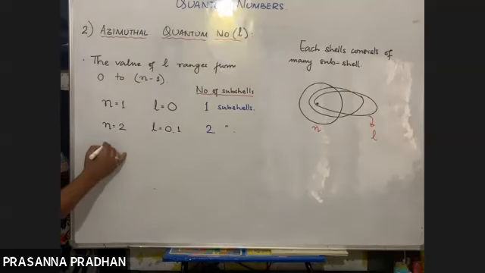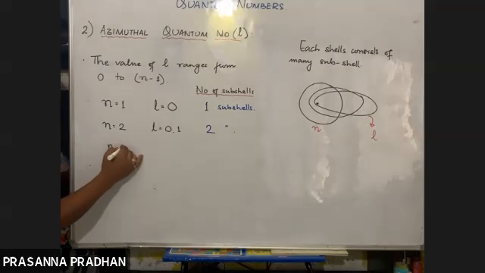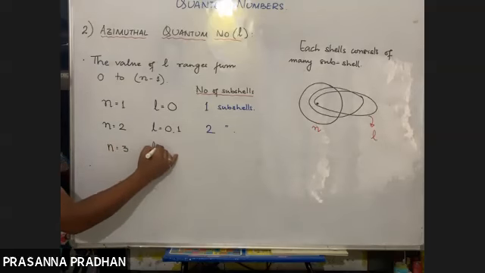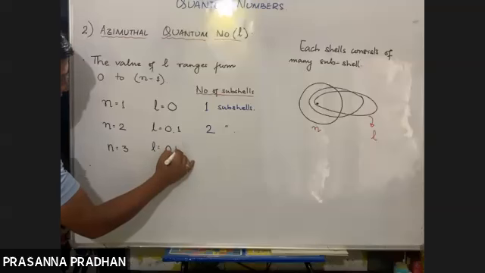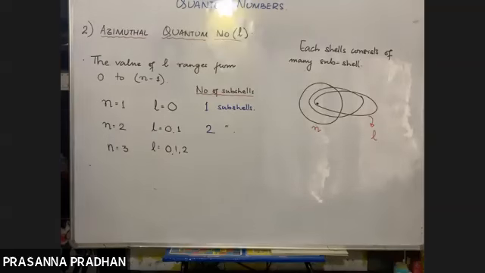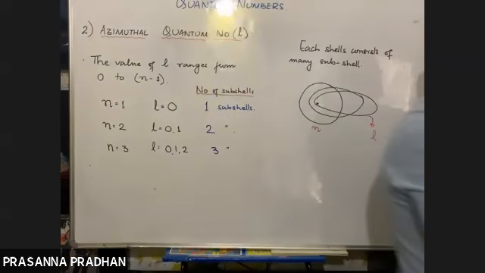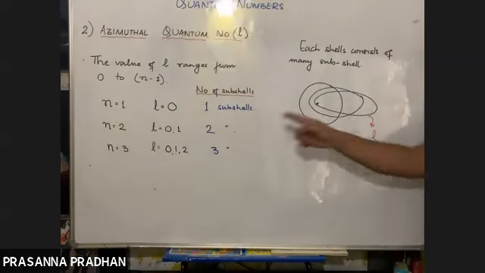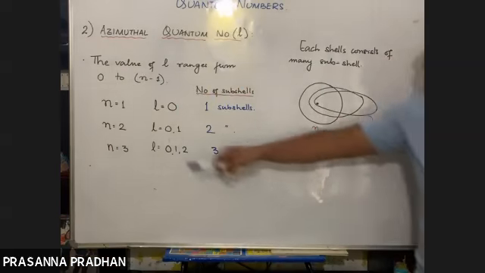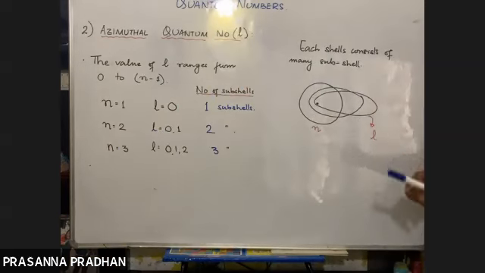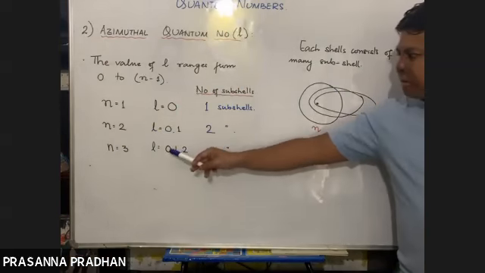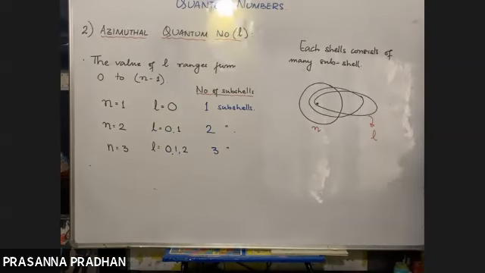Similarly, n equals 3. What are the values of l? 0, 1, and 2. So how many subshells will there be? Three. It's so easy to remember. The first shell contains only one subshell. The second shell contains two subshells corresponding to two values of l. The third shell contains three subshells corresponding to three values of l.